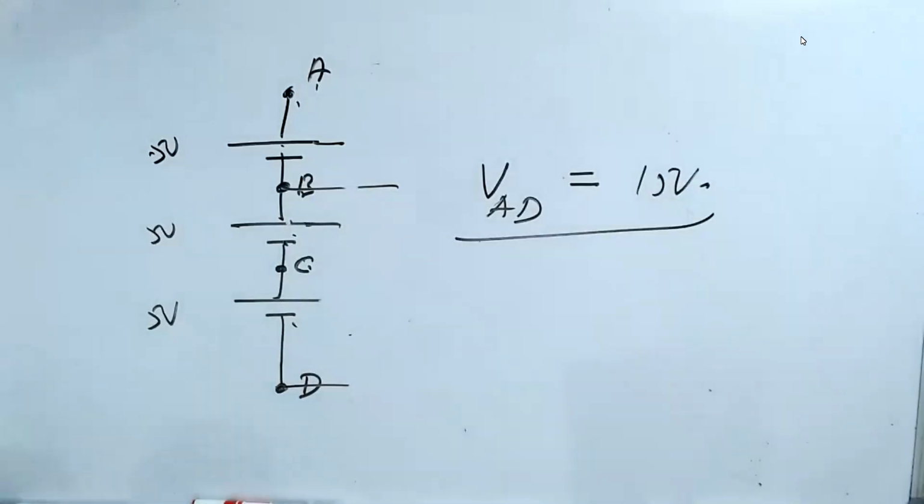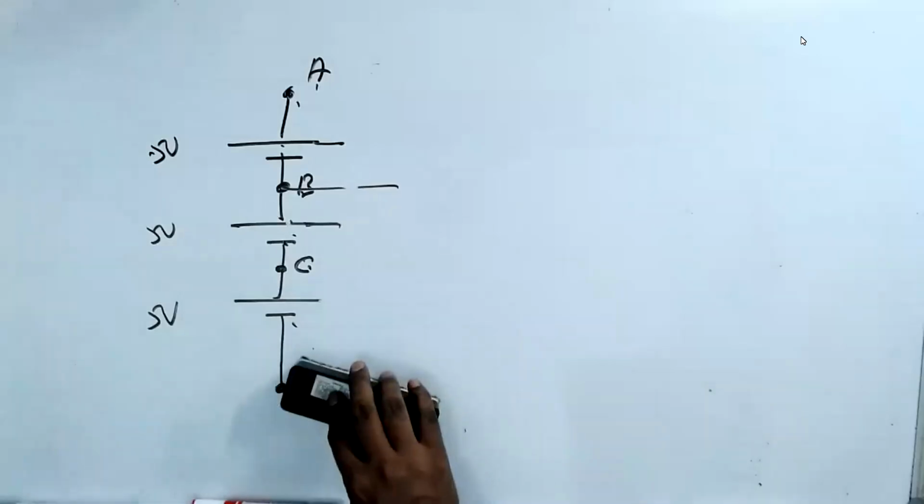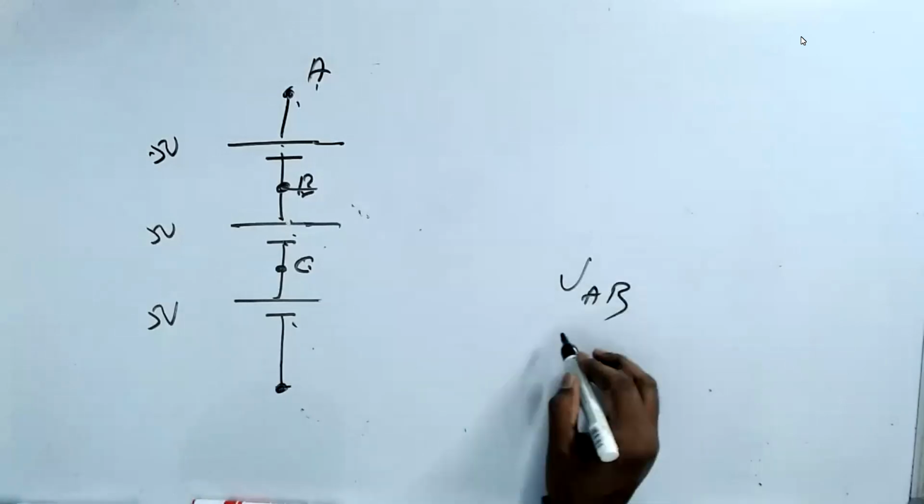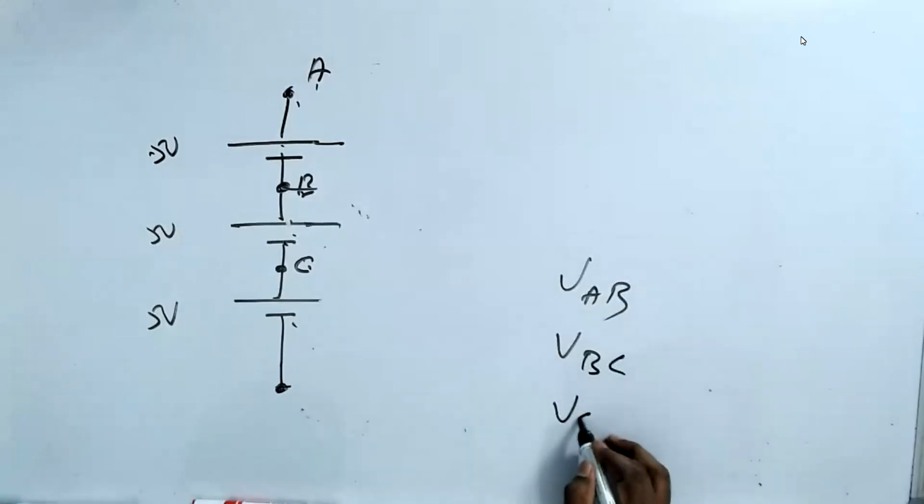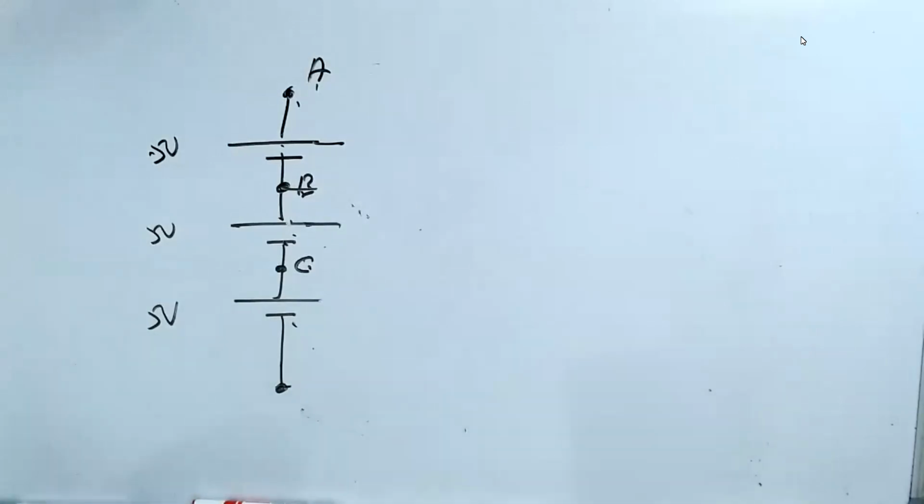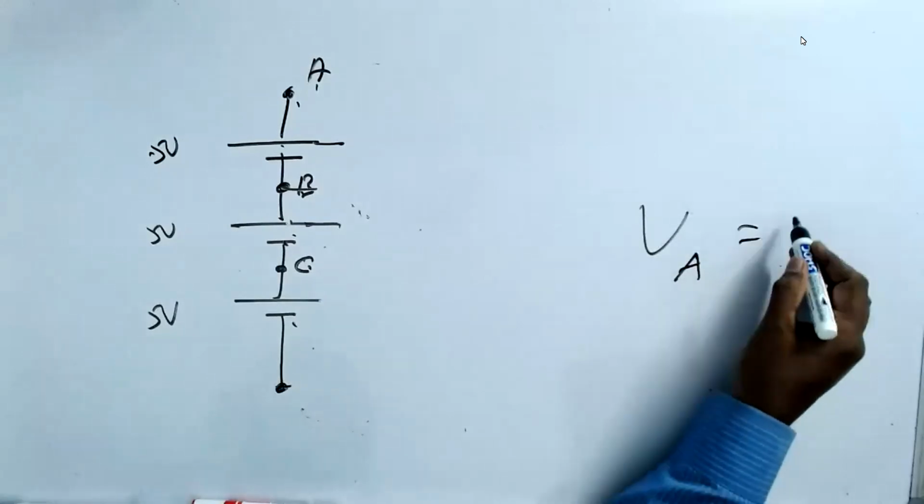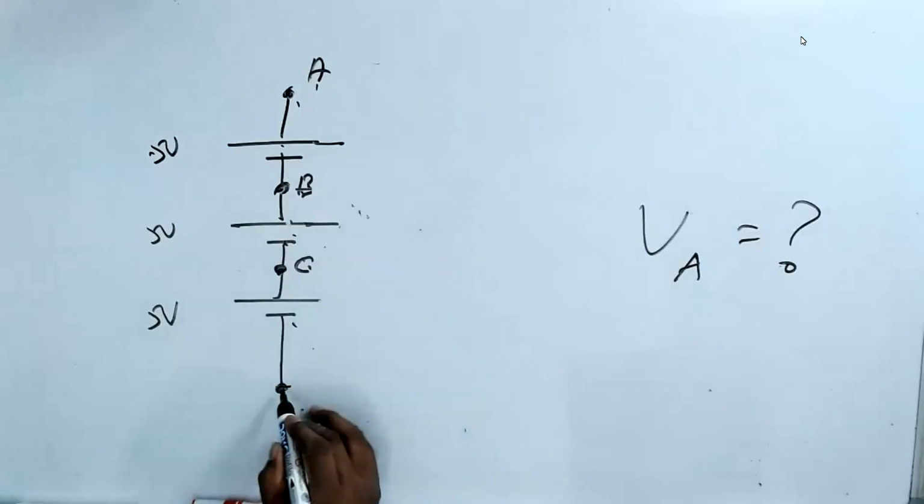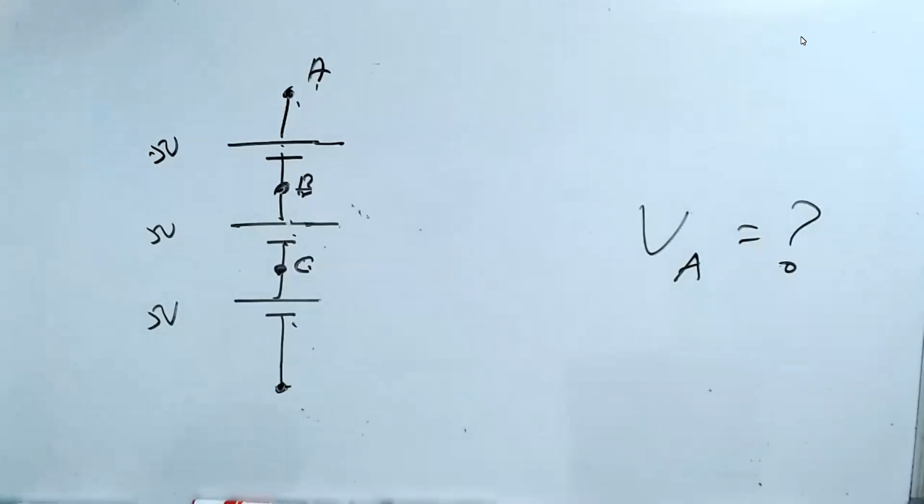Correct. Here is something very important you have to understand. Now I ask you all this: VAB, VBC, VCD. Now can somebody tell me what is the voltage VA? What is VA? Can somebody tell me what is VA? You cannot, because I have not given the other point.